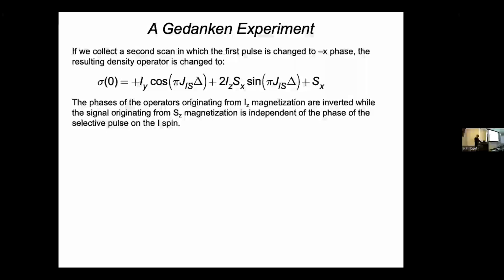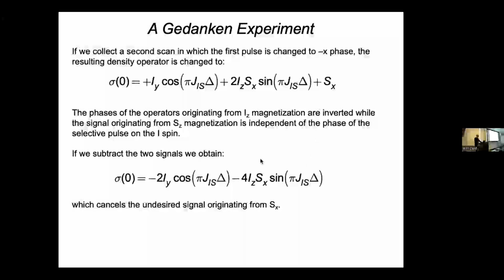We can fix that by changing the phase of the first pulse. The first pulse only affects the I spin. It doesn't affect the S spin. And if I go through, everything is the same, except the signs of terms that started on I change, and the term that started on S stays the same. And then I subtract the two spectra. And in that case, I null the signal that started on S, and I have only the antiphase signal on the S spin. I still have the signal on the I spin, but I care about the coherence transfer. So now I see it cleanly.